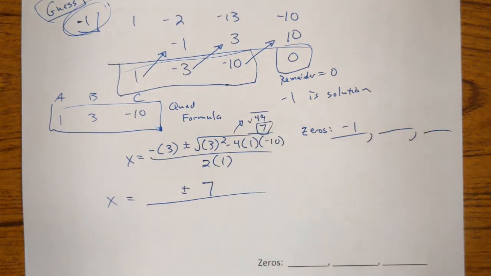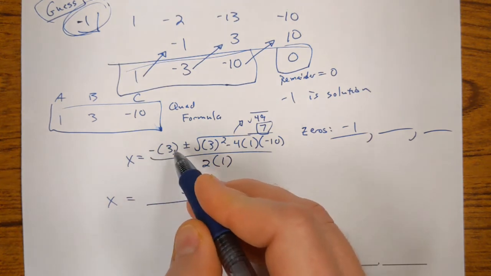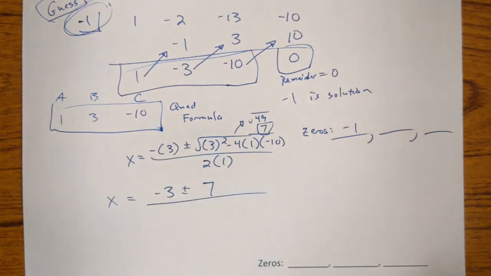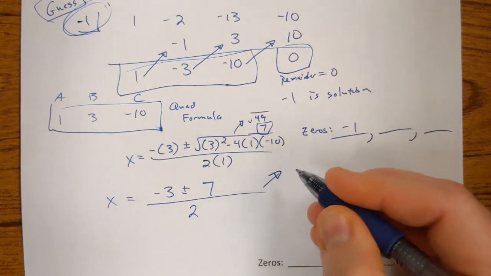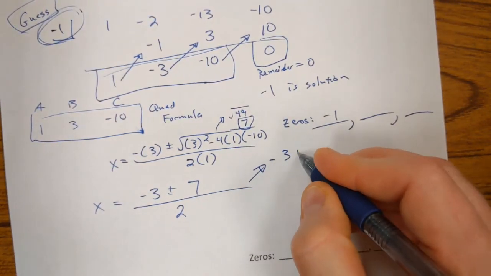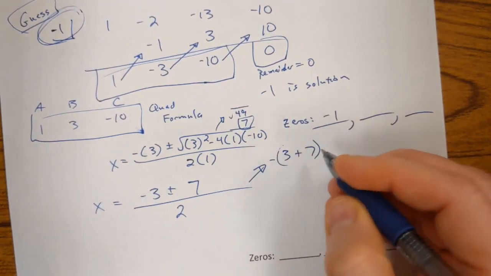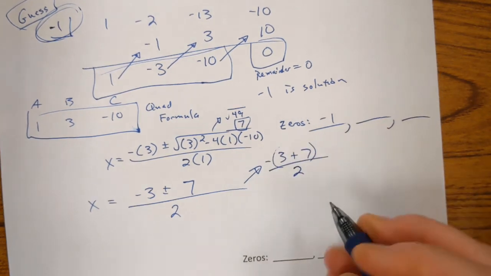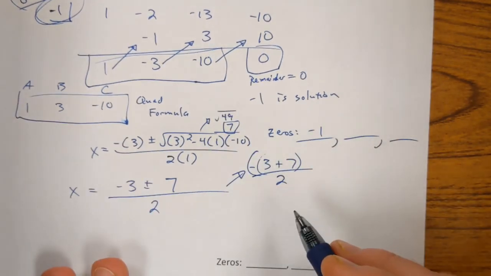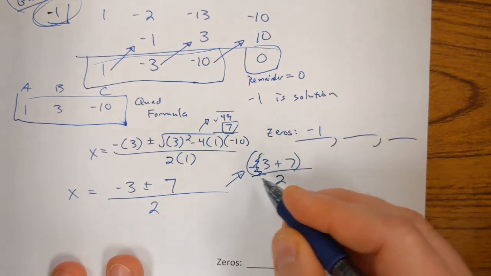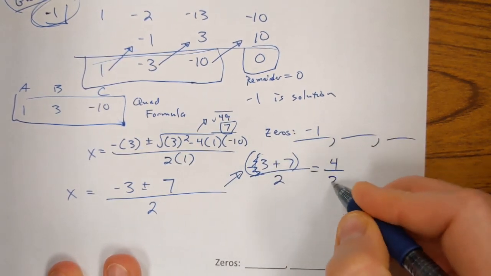I'm going to write a 7 here. The opposite of 3 is negative 3. 2 times 1 is 2. So here's my last 2 answers. I'm going to have a negative 3 plus 7 divided by 2. Whoops. Ignore that. Negative 3 plus 7 is positive 4 divided by 2.